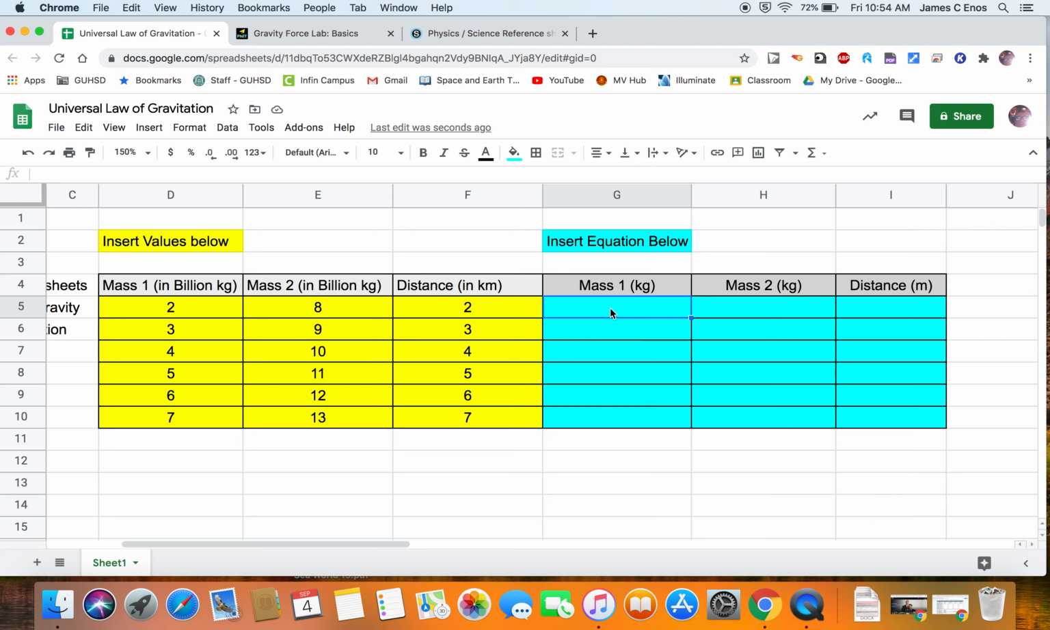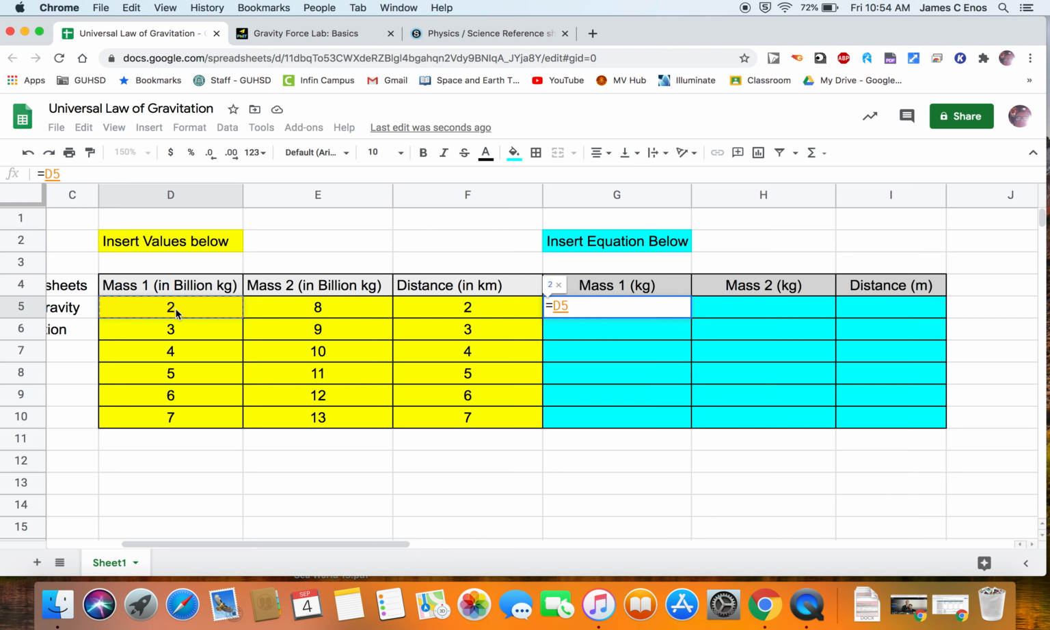In this blue section, that's where we're going to write in this equation. So in order to transfer mass 1 in billions of kilograms to regular kilograms, you're going to write equals, and you're going to click on the cell. So this is cell D5.